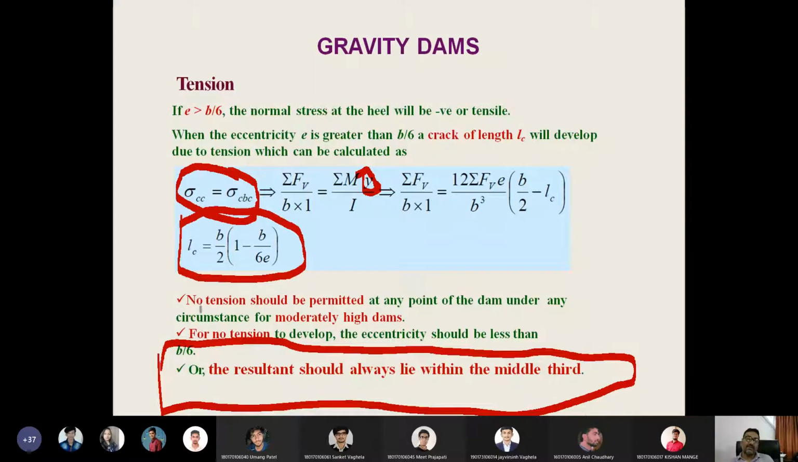It states that no tension should be permitted at any point of the dam under any circumstance for moderately high dams. This is important. This is a codal provision that for moderately high dams, which are not too high, say 100 meters, 150 meters like that, no tension should develop. This is the condition.